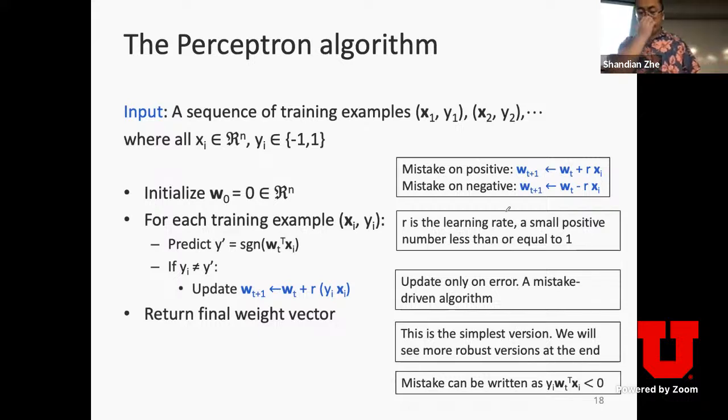And the last thing I want to mention is that when we check whether we make a mistake, we don't necessarily need to look at your prediction and its sign, and then check if the sign is the same as the ground truth. You can just check whether the product yi times w transpose xi is negative. Why can we use this to determine if we make a mistake or not?